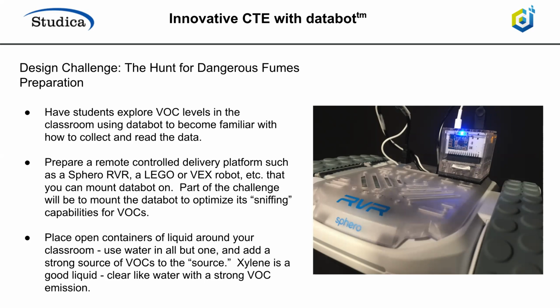You place open containers of liquid around the classroom. You show the kids where they're all located, and then you add a strong source of VOCs to one of those containers. You don't tell them, of course. You want them to work as a team to identify the source of dangerous chemicals. So the one I did, I put out a number of small jars and used xylene in one of them. The water and the xylene looked exactly the same, but of course, when you get close to it with a databot, they get much different readings.